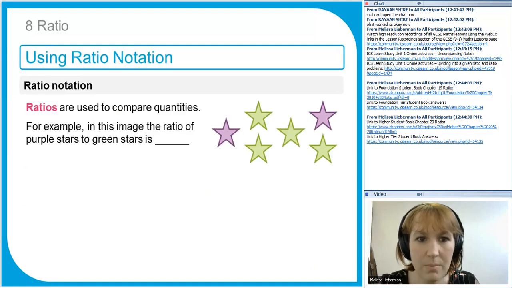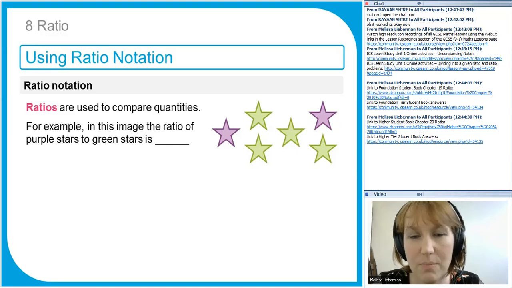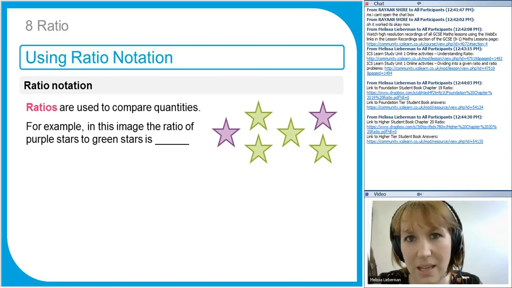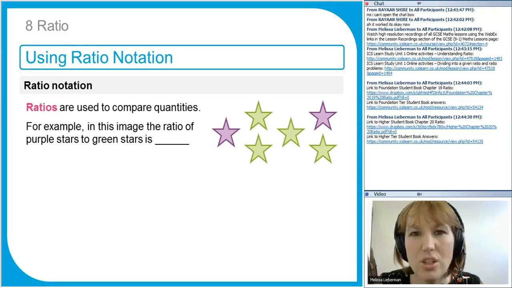So first of all, using ratio notation. Now, hopefully ratio is something that you've maybe seen before, but ratio is used when you're comparing the amount of one thing to the amount of another thing. Usually 2 different things, but it can be 3 or more. So we've got a very easy warming up question.